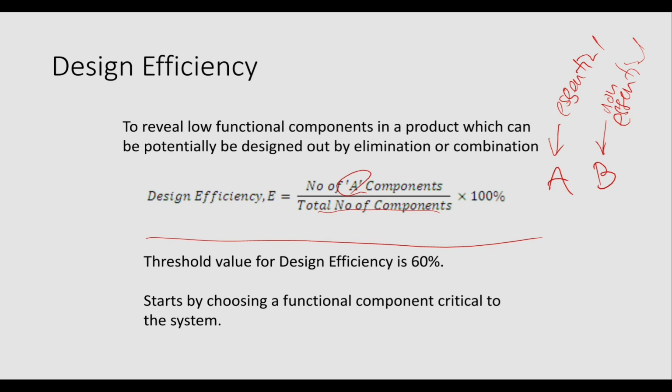and you repeat the process of identifying the design efficiency, modifying the design, and then computing the design efficiency again until you get the threshold of about 60% is good. Okay, 60 to 70 up to 80, not more than that.